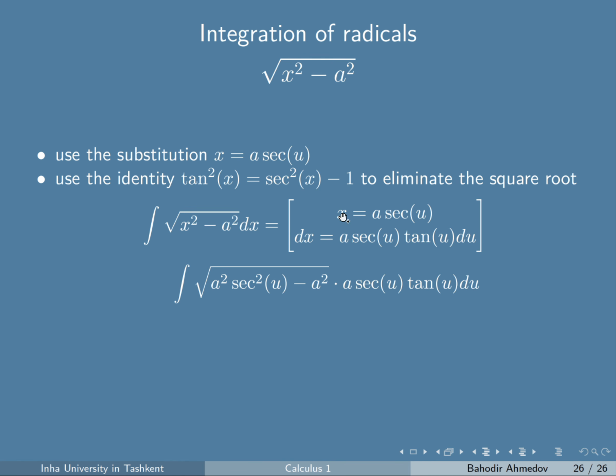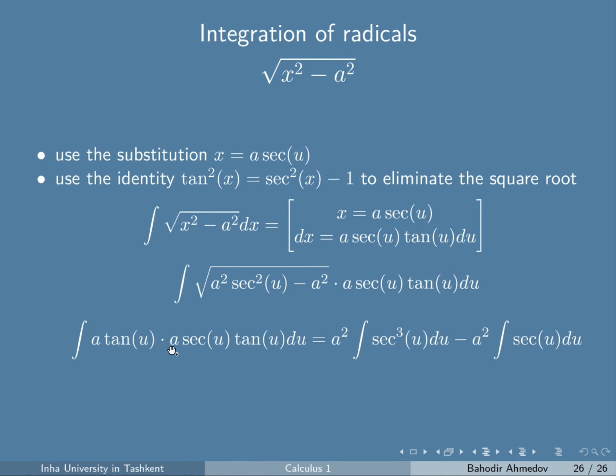If you substitute the x with the new substitution here, you can take out the a's from the brackets, right? What is left is secant squared minus 1, which is equal to the tangent squared. From the square root, it's going to be just a tangent. And you can write it as a squared multiplied by the secant multiplied by the tangent squared. You can write the tangent squared as secant squared minus 1. If you multiply this by secant, it's going to be secant cubed minus secant. So both of these integrals are possible to integrate.